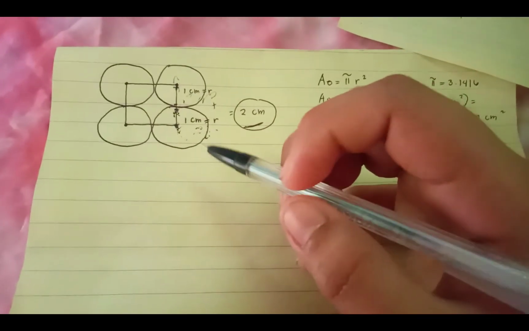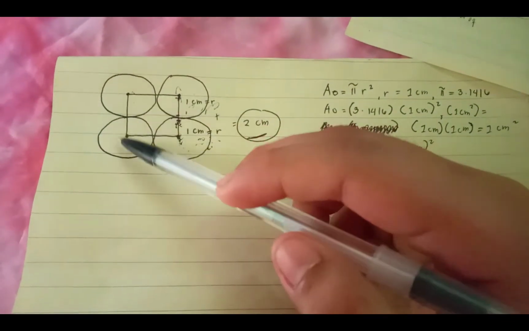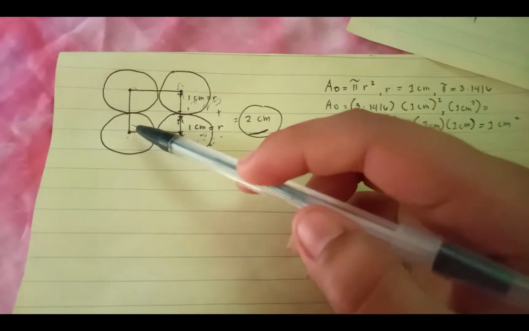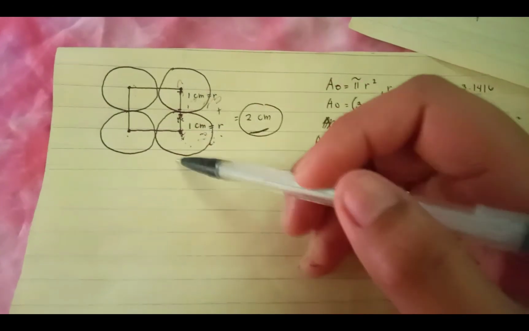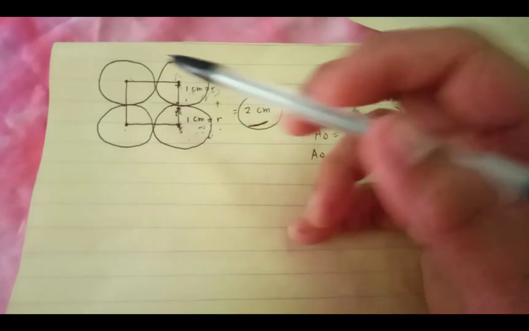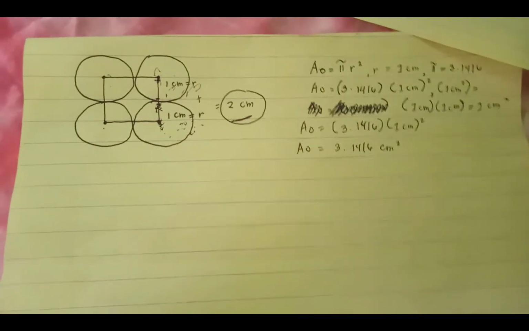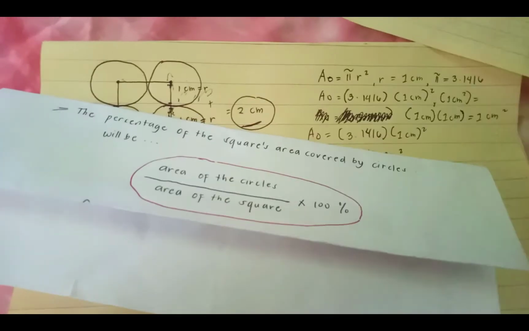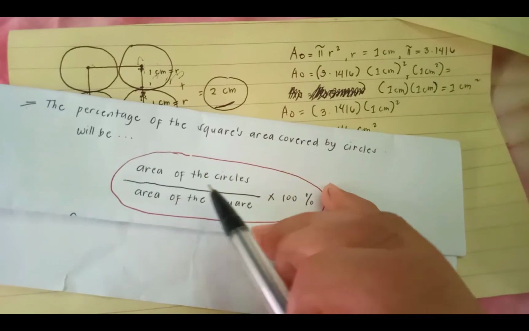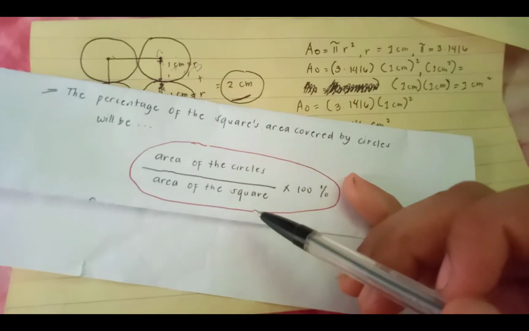To continue, we have here the third and the fourth circle, the same way to construct the other sides of the square. So this is now the whole illustration. Let us proceed to our solution. Then we have to follow the formula here: the area of the circles all over the area of the square.